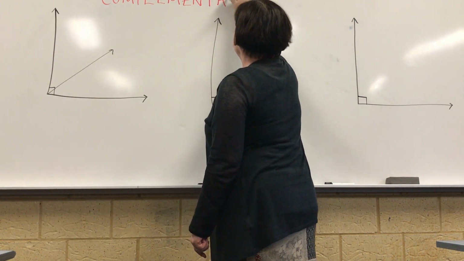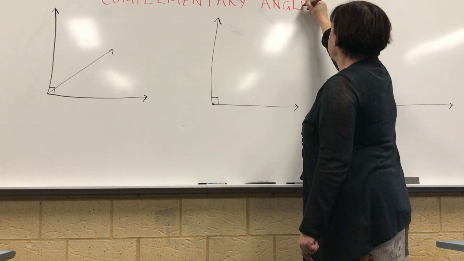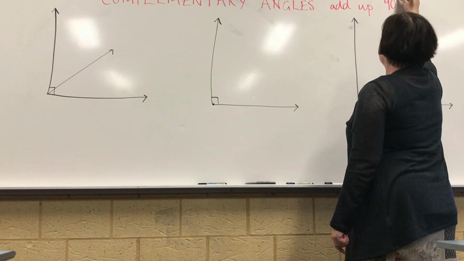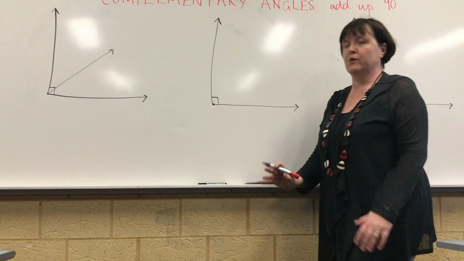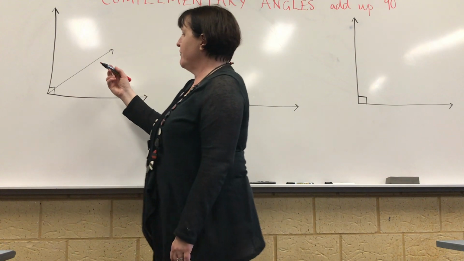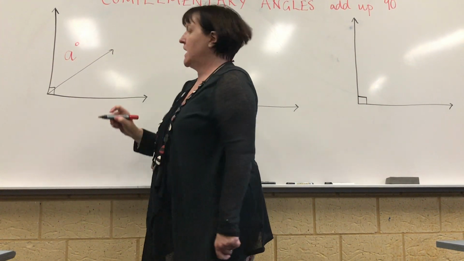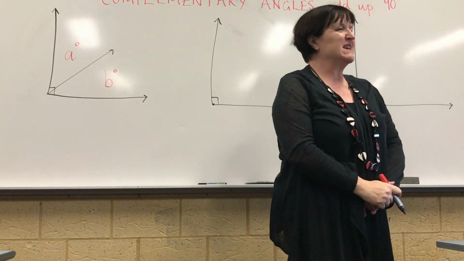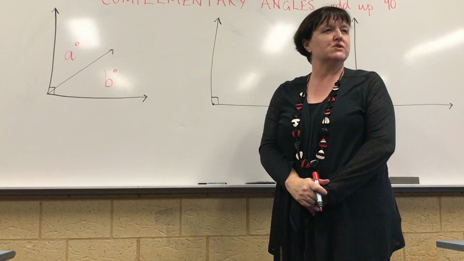Complementary angles. And so complementary angles add up to 90 degrees. Okay? Complementary angles add up to 90 degrees. So, if you look at this first diagram that we've drawn, if I call this angle, angle A, and I call this angle, angle B, who could give me a sentence about those 2 angles and their relationship?